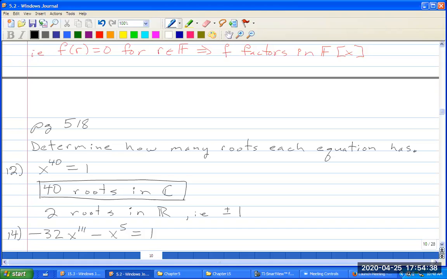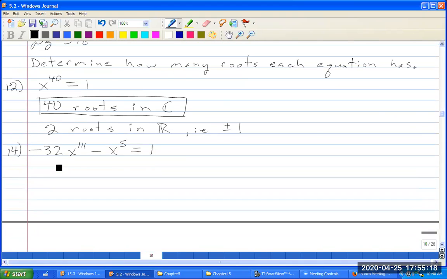But no other real number works, right? If you take, like, a half and raise it to the power of 40, you're never going to get 1. If you take a number and raise it to the power of 40, it's got to be plus or minus 1, and nothing else works. So if I'm only talking about complex numbers, I know how many roots there are. If I'm talking about some other field or integral domain, then finding the number of roots could be a little bit more difficult. I don't just look at the power. But for complex numbers, I do.